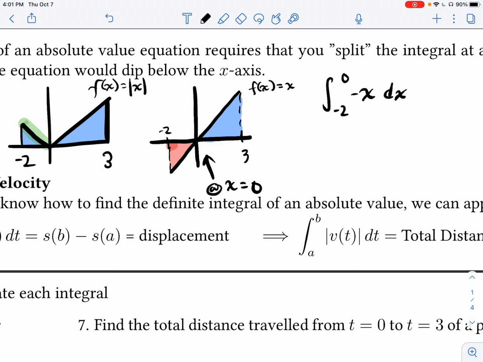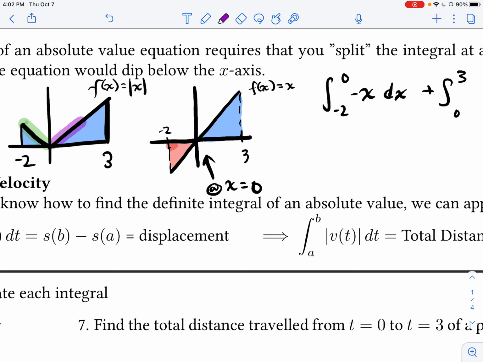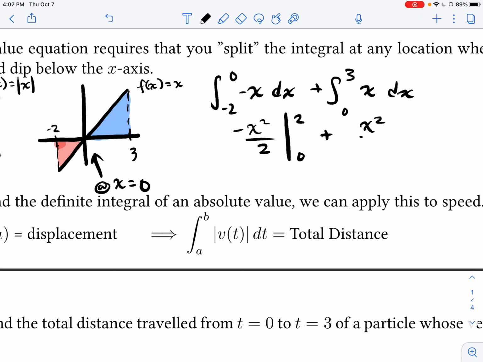And then to that, I'm going to add the integral from 0 to +3 of positive x. This function behaves as positive x. So I'm going to be integrating this dx. And this is pretty straightforward. This is going to give us -x squared over 2. We're going to evaluate that from 0 to 2. And then we're going to integrate x, which is just x squared over 2, evaluated from 0 to 3.